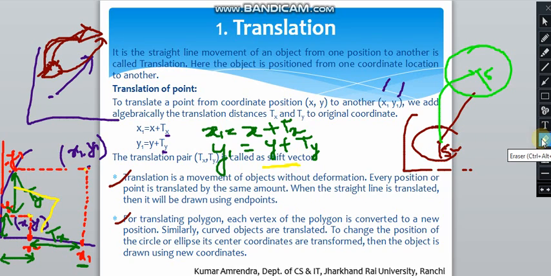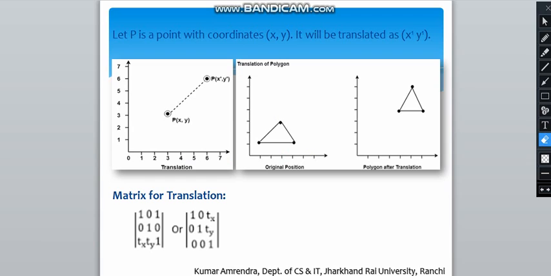So let's see the diagrammatical explanation of this. Let P be a point with x, y and it is translated to x1, y1. So from P we have got x1, y1, and this distance is tx, and this distance is ty. So we are adding tx and ty. These two matrices are the same, one is horizontal and the next one is vertical.